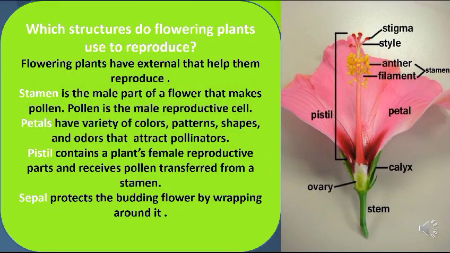Look at the figure to see structures of flowering plants. Stamen is the male part of a flower that makes pollen. Pollen is the male reproductive cell. Petals have a variety of colors, patterns, shapes, and odors that attract pollinators. Pistil contains a plant's female reproductive parts and receives pollen transferred from a stamen. Sepal protects the budding flower by wrapping around it.